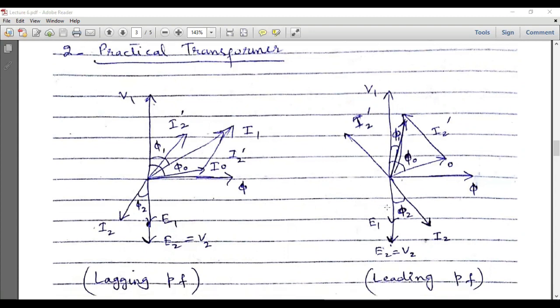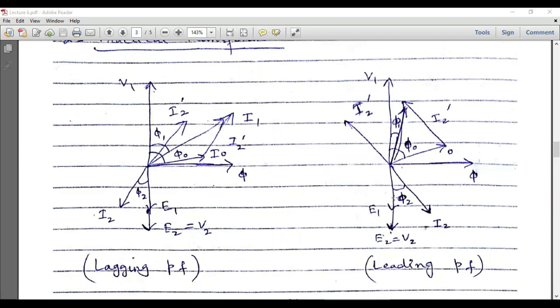And here we have the case of a leading power factor load. So this is I2 leading the E2 voltage, and this is I2 dash, and this is I naught, and we can place this I2 dash vector over the head of this I naught vector, and their vector sum I naught plus I2 dash is the I1 vector. So this vector is I1, and again this is phi naught. Phi naught is the angle between V1 and I naught, and here we have phi 1, and phi 1 is the angle between V1 and I1. Again in this case, this current is I naught, and this angle is phi naught, and this current is I1, so this angle is phi 1.